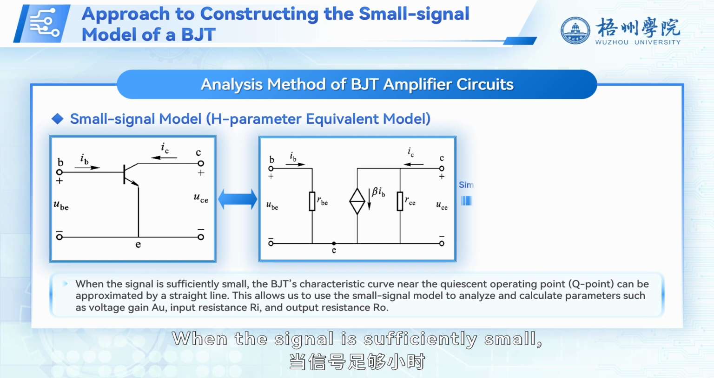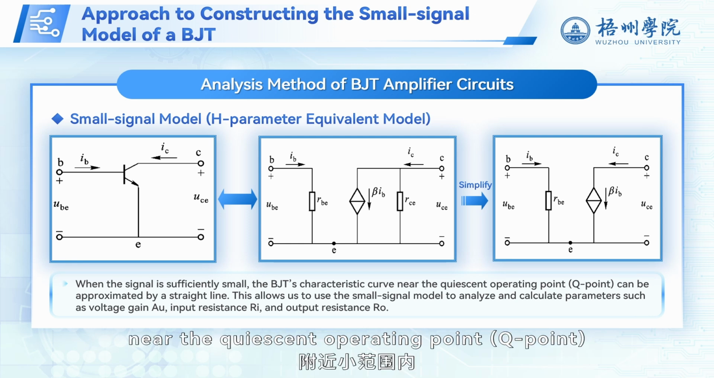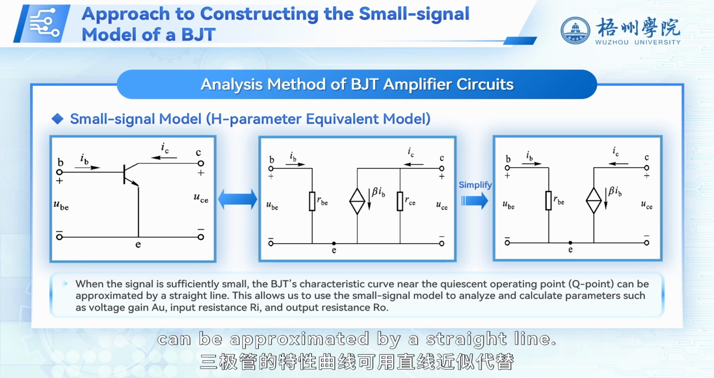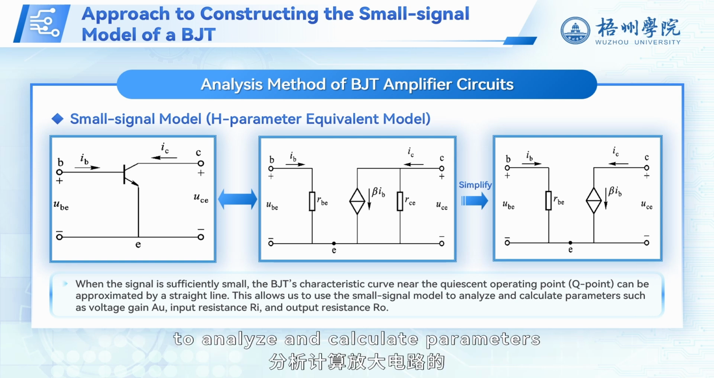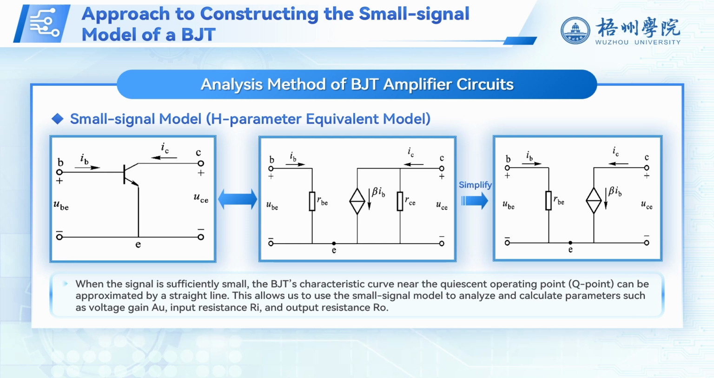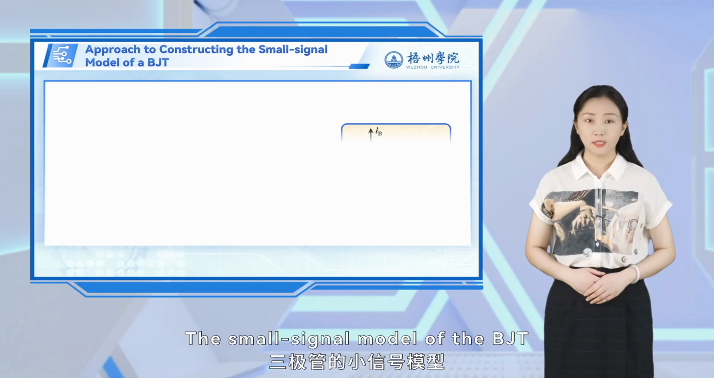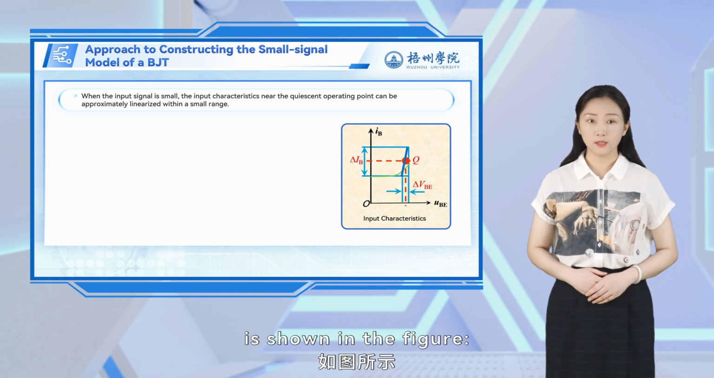When a signal is sufficiently small, the bipolar junction transistor's characteristic curve near the quiescent operating point can be approximated by a straight line. This allows us to use the small signal model to analyze and calculate parameters such as voltage gain AU, input resistance Ri, and output resistance Ro. The small signal model of the bipolar junction transistor is shown in the figure.